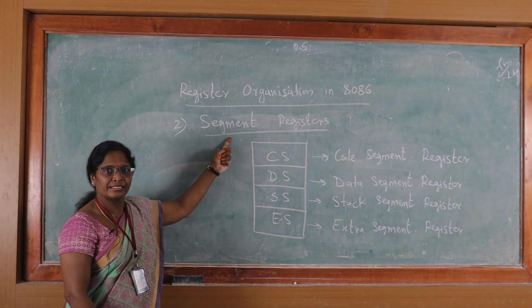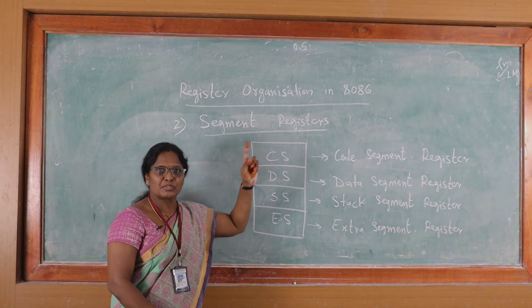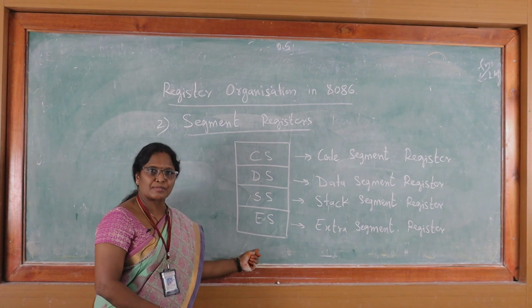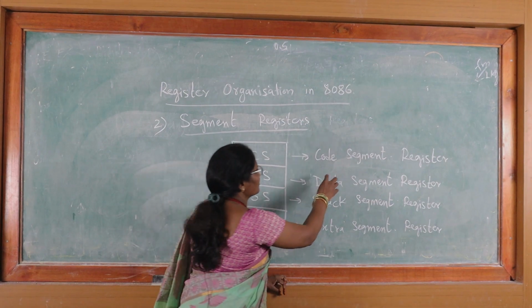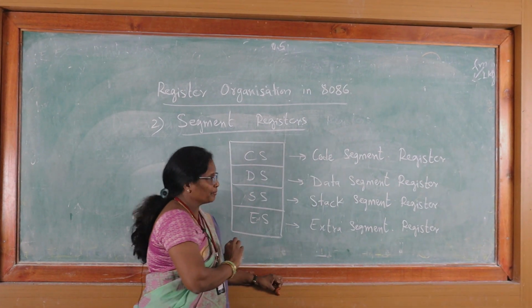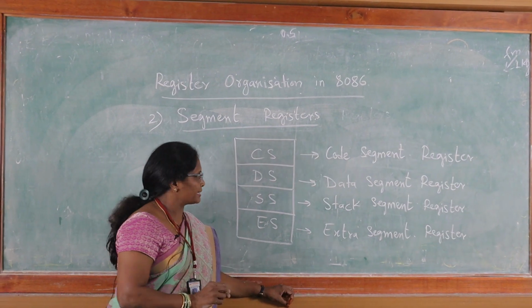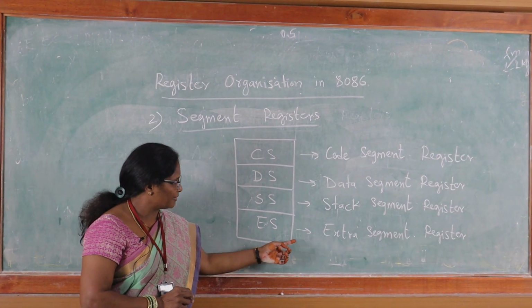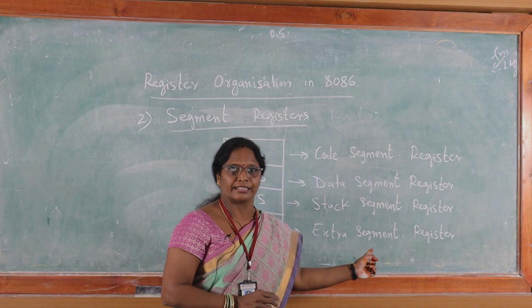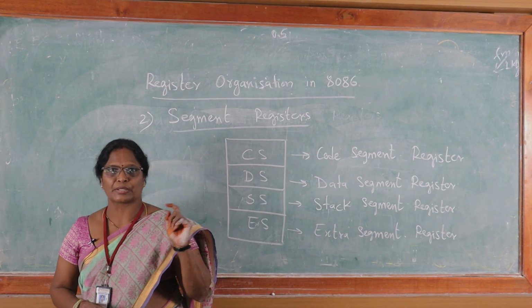Okay. Next is the segment registers. When it comes to the segment registers, again, four types of segment registers are there. First one is the code segment register. Second one, the data segment register. Third one, the stack segment register. And fourth one, the extra segment register. So where are these registers used?